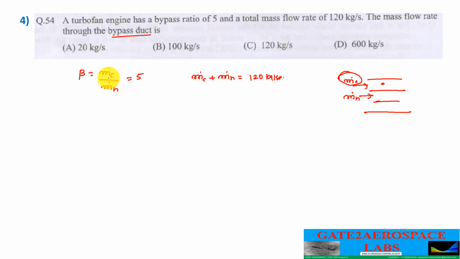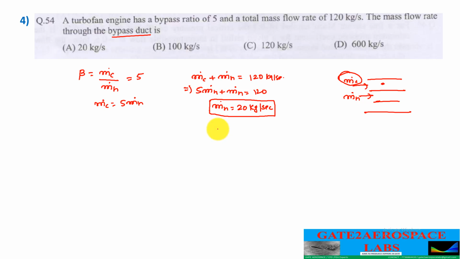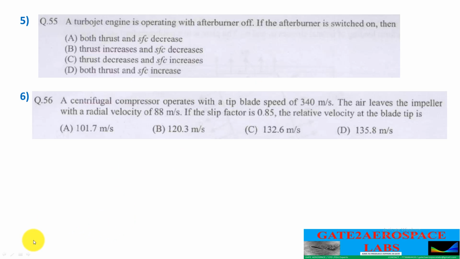From this, mC will be equal to 5 times mH. So this becomes 5 mH plus mH equals 120. So the value of mH will be 20 kg per second. Now if mH is 20 kg per second, then the cold stream will be 100 kg per second. This was an easy question. So B is our answer. Now the next question is the fifth question.